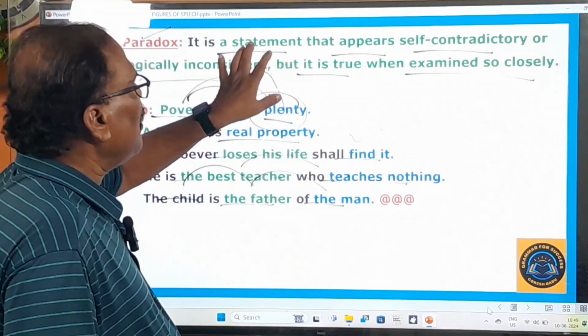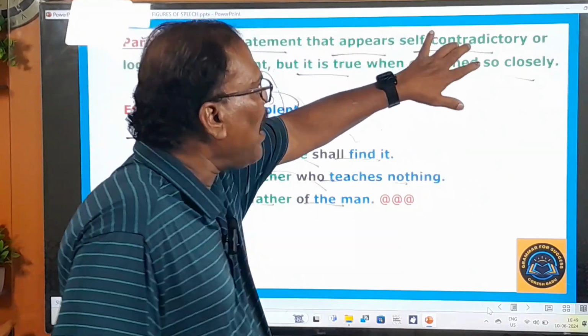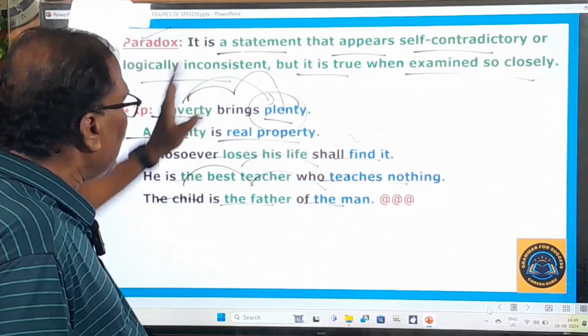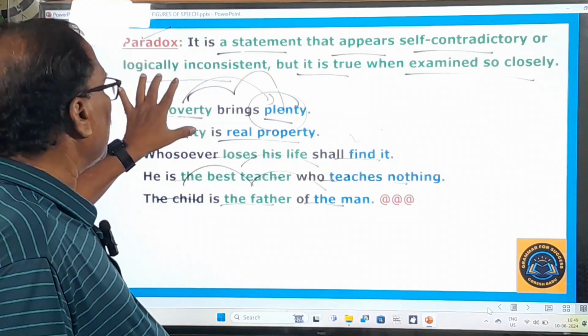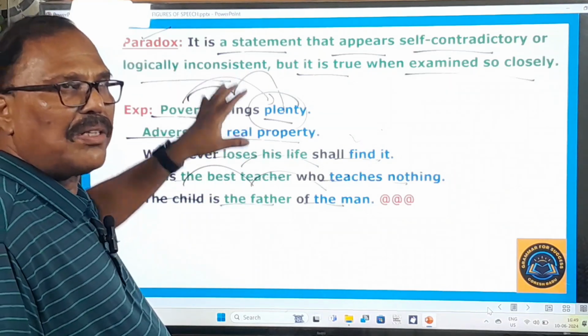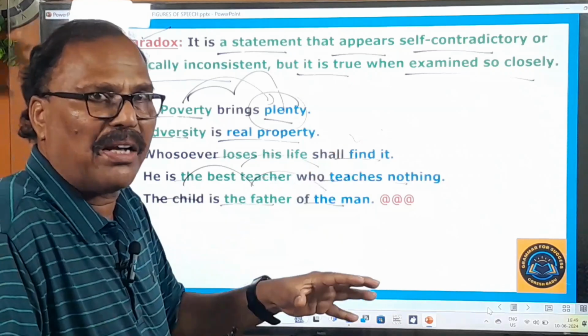So that's why it's a statement that appears self-contradictory or logically inconsistent. All these statements are looking logically inconsistent, logically not up to the mark. That is the meaning.